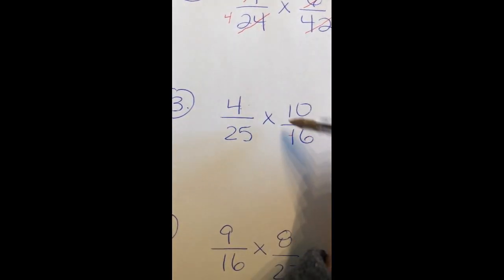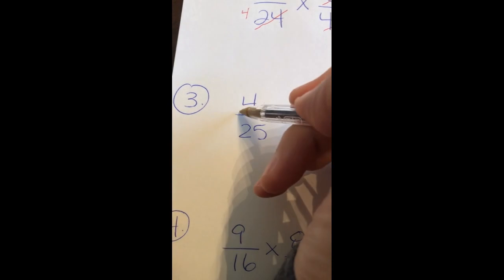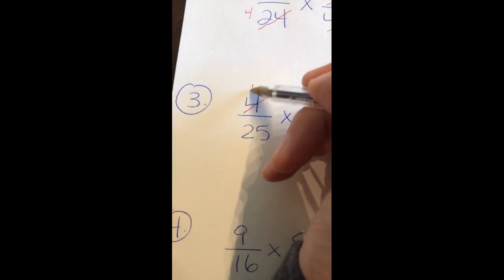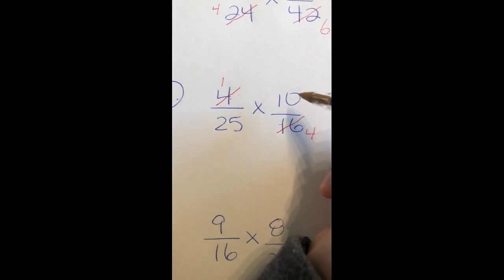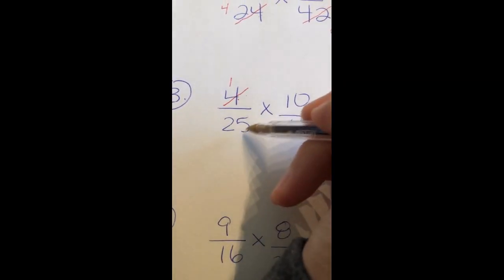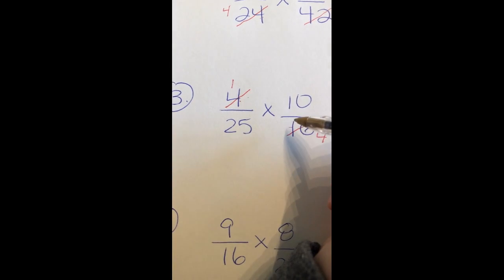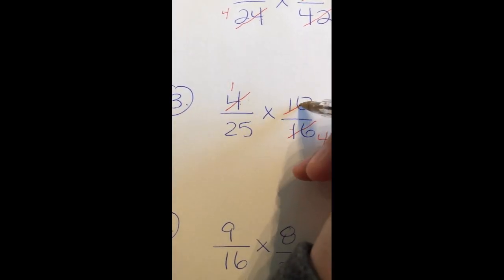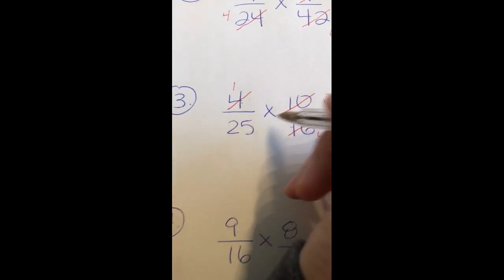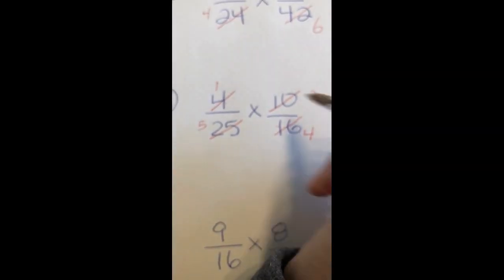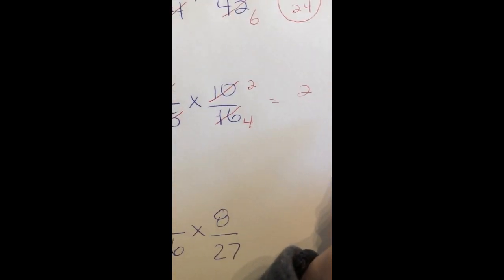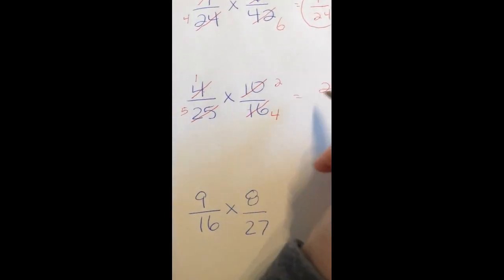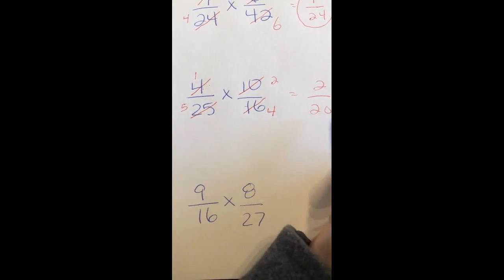Let's try these. 4 and 16, I can divide them both by 4. So cross off your 4, put a 1. 16 divided by 4 is 4. Now let's look at these other two, 10 and 25. I know I can divide them both by 5. 10 divided by 5 is 2. 25 divided by 5 is 5. Now I'm going to multiply. 1 times 2 equals 2. And 5 times 4 equals 20.